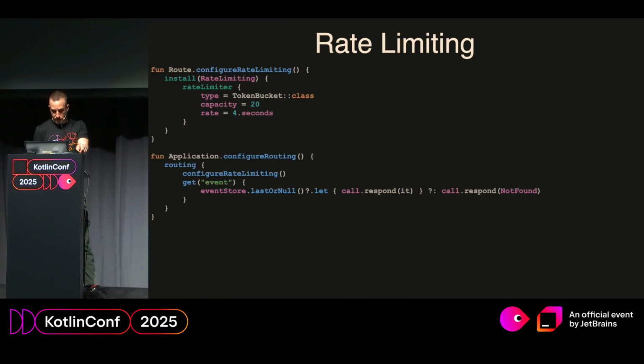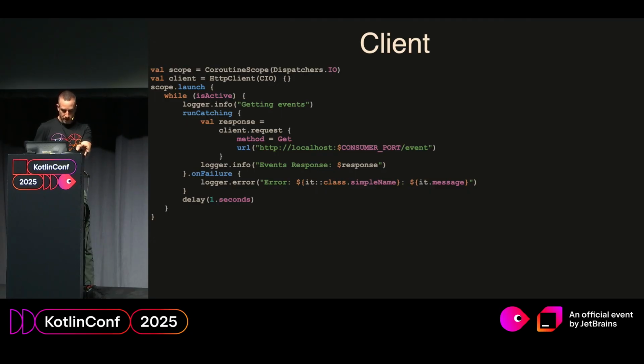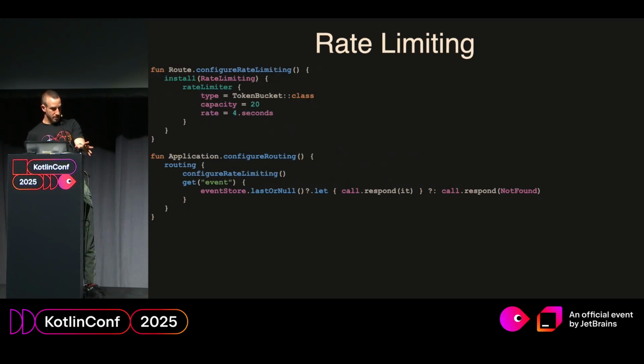And then we're going to create an extension function for application to configure, well, this is the configure routing function for the application, in which we have defined before the route to get the events. And now onto that route, we configure rate limiting. So again, like before we were doing stuff on the application level, now we're doing stuff on the route level. So we configure rate limiting for that route, and that would do it.